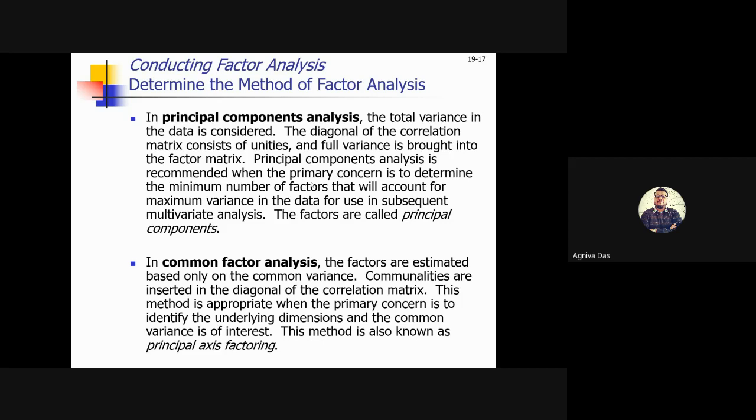Okay, so here basically your communalities are given in the diagonal. So this looks more like a covariance matrix, but is actually a correlation matrix with communalities coming in the diagonal. Now, this is appropriate when the primary concern is to identify the underlying dimension and common variance. But in PCA, we generally use the correlation matrix itself, right, without touching its diagonals.